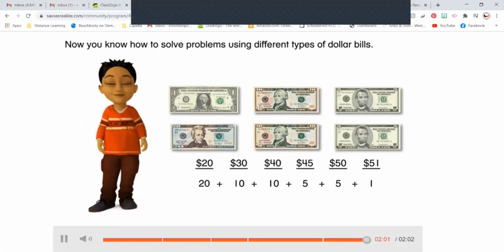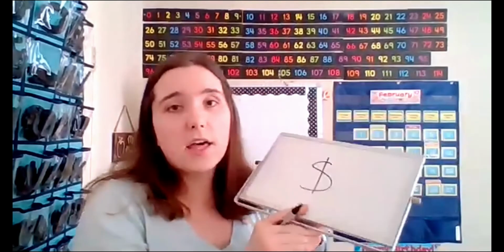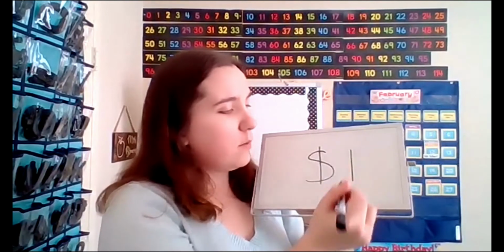Great job! Now, before we jump into our workbook, really quickly, I just wanted to talk to you about two other things that we need to know. We need to know that this sign is the dollar sign, and it shows the value of the money that we're talking about in dollar bills, okay? So this is always going to go in front of our amount.